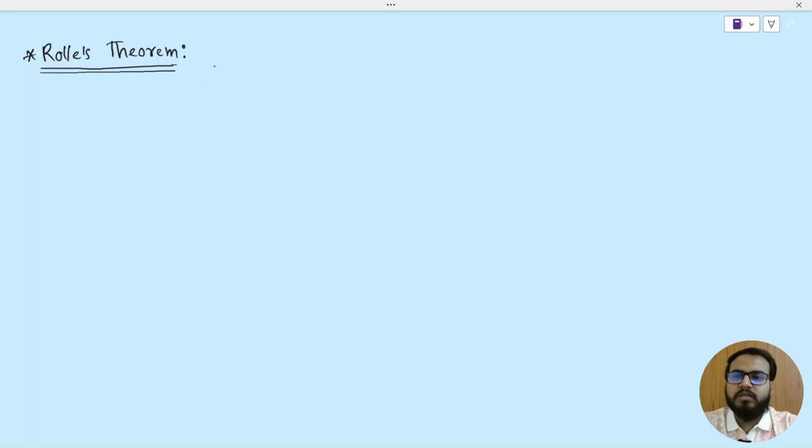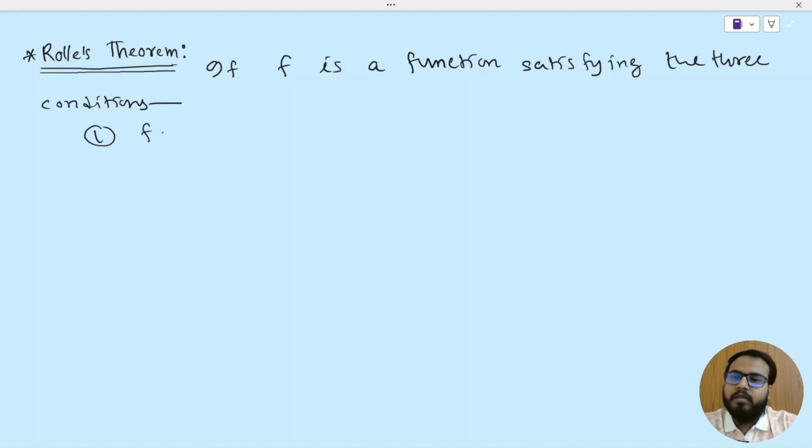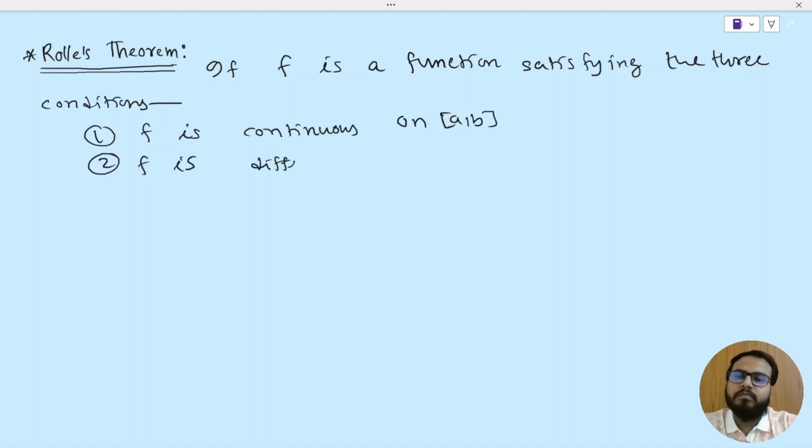So what does Rolle's theorem state? If f is a function satisfying the three conditions: number one, f is continuous on the closed interval [a, b]; number two, f is differentiable on the open interval (a, b); and the third condition is that the value of f at the point a is equal to the value of f at the point b.